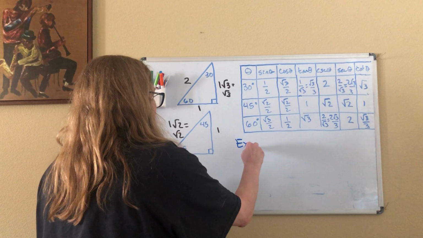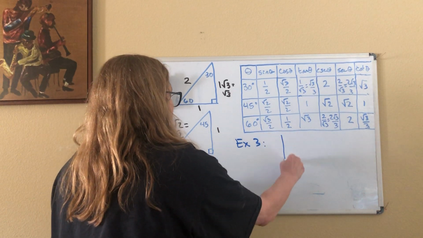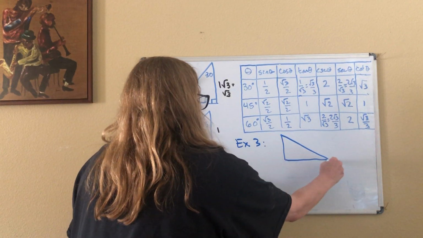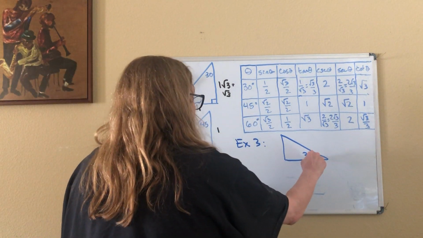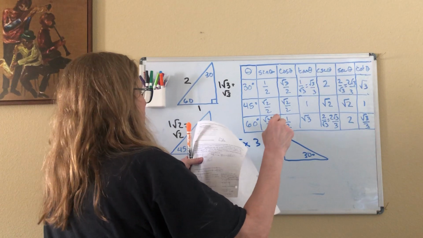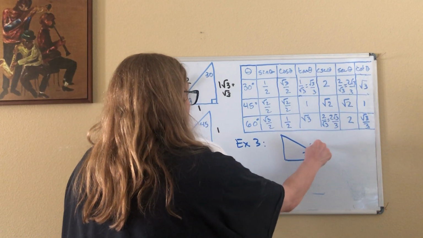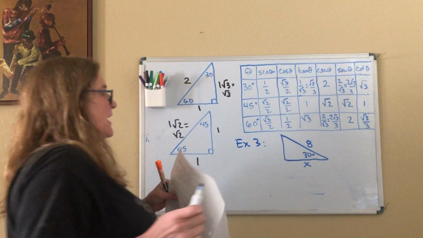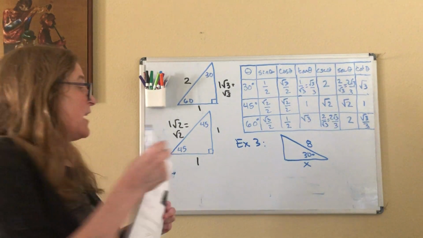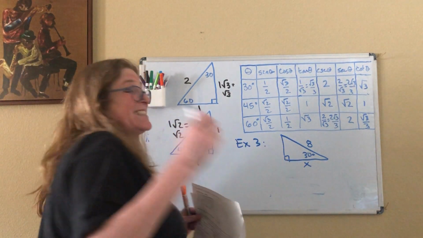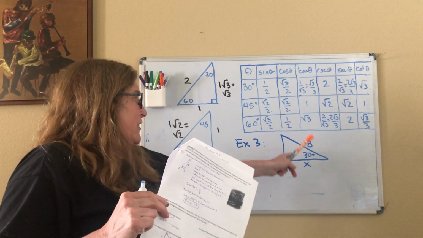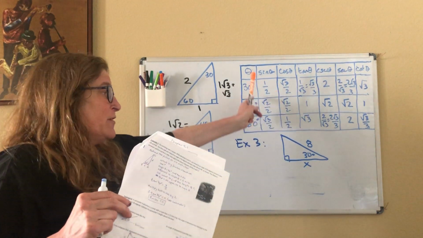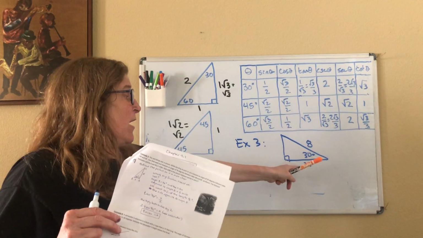Example 3 says, here is a triangle for you, and we are going to call this 30 degrees, and we are going to call this side x, that's what we want to know, and we know that that side is 8. Now notice we can't use the Pythagorean theorem here because there are 2 missing sides. So we're going to have to use some of the trig functions to figure out what x is.